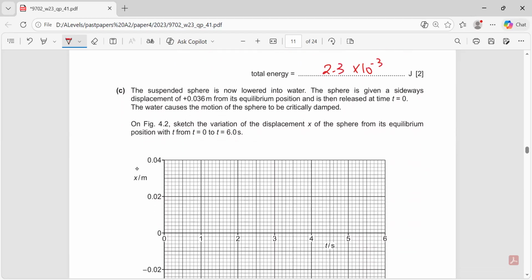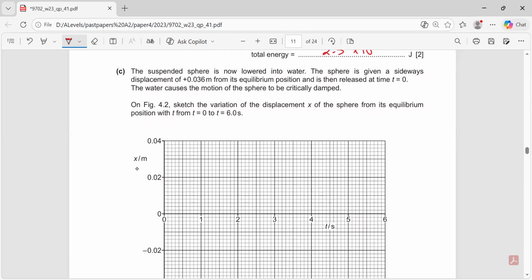Next it says the suspended sphere is now lowered in water. Now we are putting the oscillating sphere into water, and the sphere is given a sideways displacement. Again we displace it from the equilibrium position, and the water causes the motion to be critically damped.